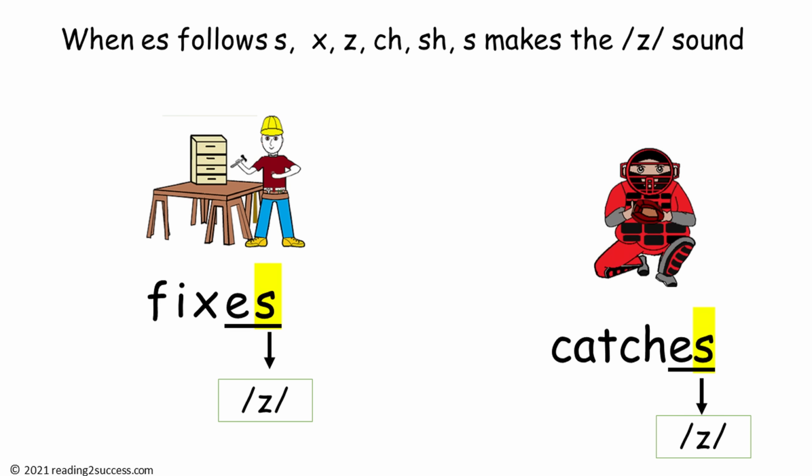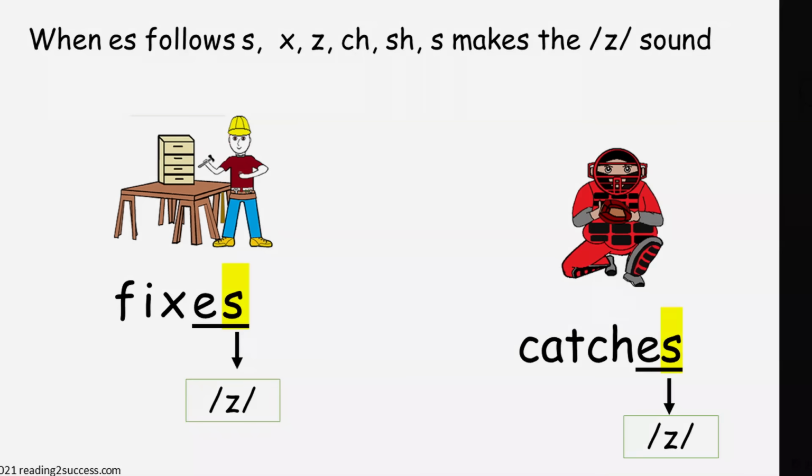Now introduce kids to Rule 3. When ES follows S, X, Z, CH, or SH, the S in ES makes the Z sound. Let's look at our examples. In our first example, the word is fix. It ends in an X, then we add ES, and the S makes the Z sound, so our word is fixes. In the second example, our word is catch. It ends in CH, and then we add the ES, and the S makes the Z sound, and we have the word catches.